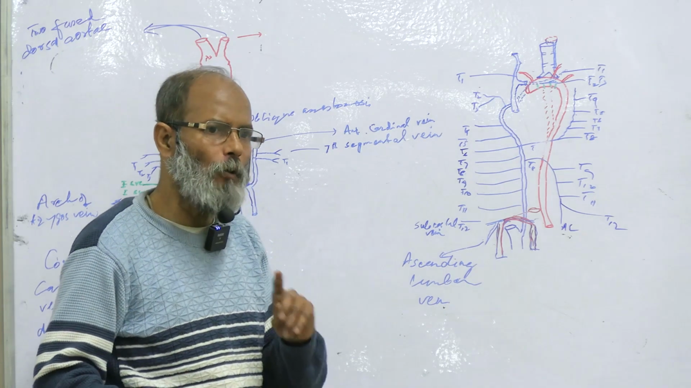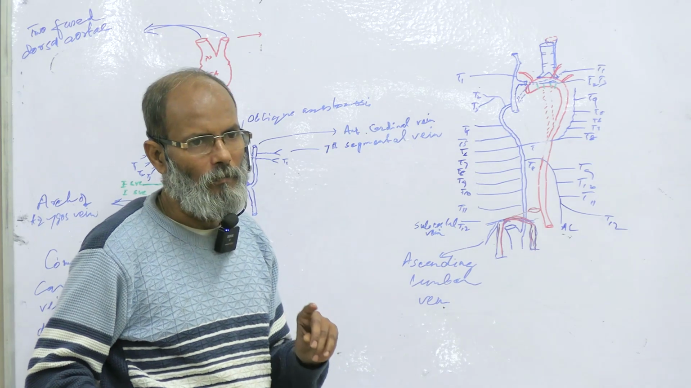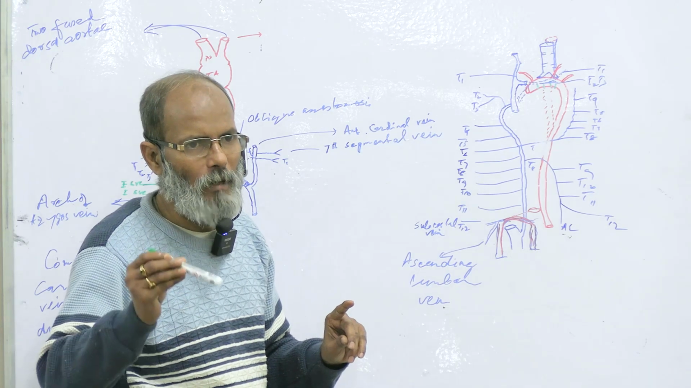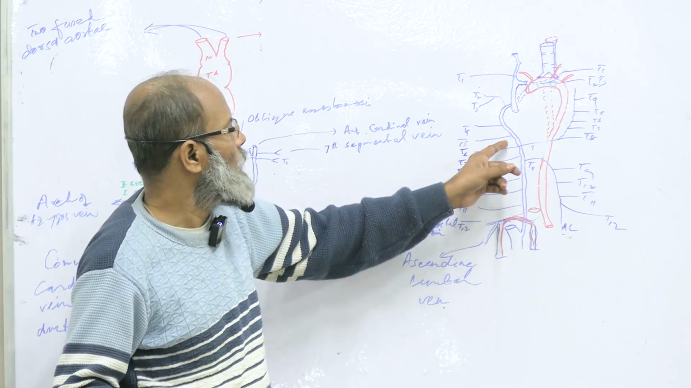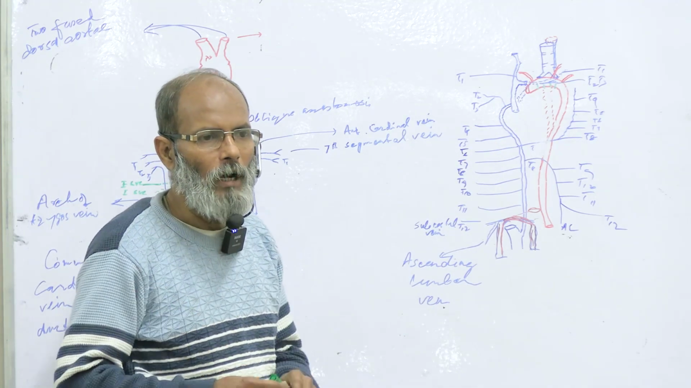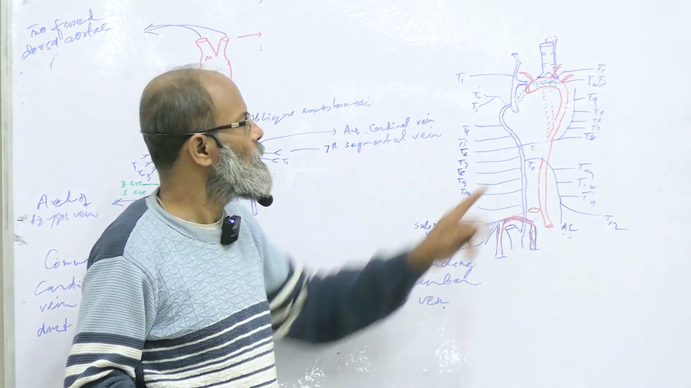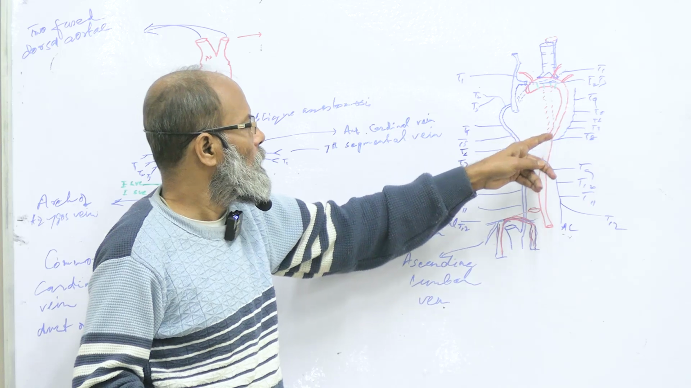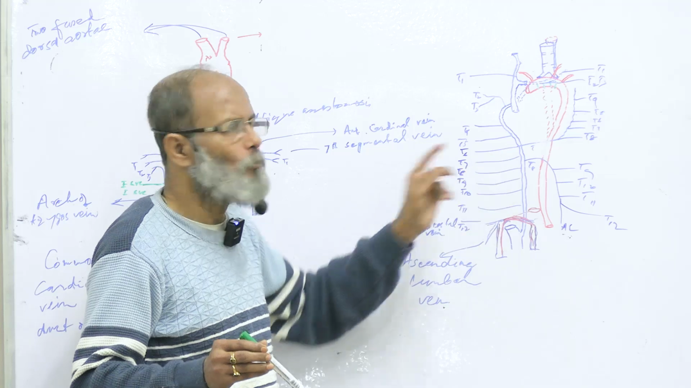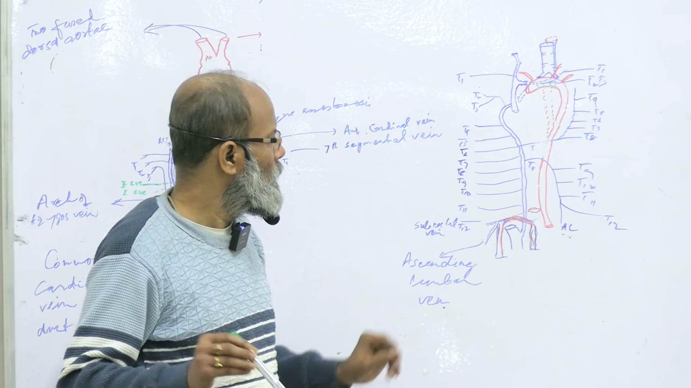This is always asked in the examination. At which level the superior hemiazygos vein or the accessory hemiazygos vein connects with the azygos vein? This is the T7 level. The T4 to T8 veins, the tributaries, connect to the superior hemiazygos vein, which connects to the azygos vein at the level of T7 vertebra.